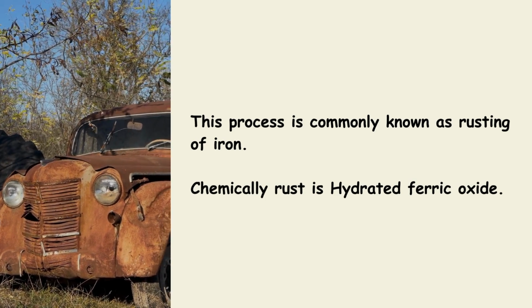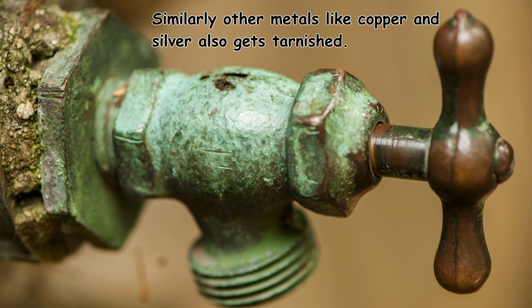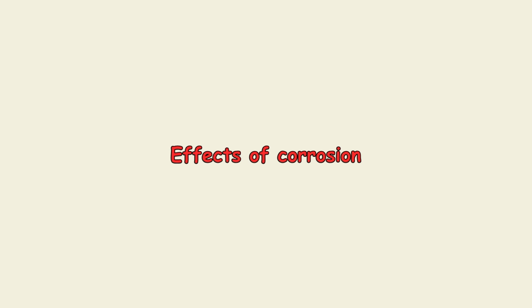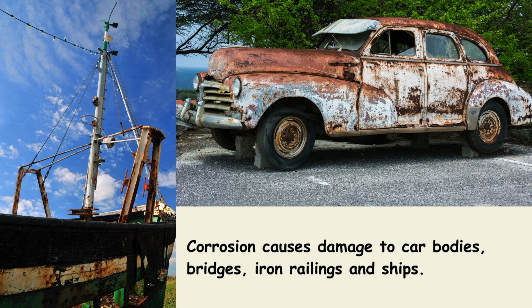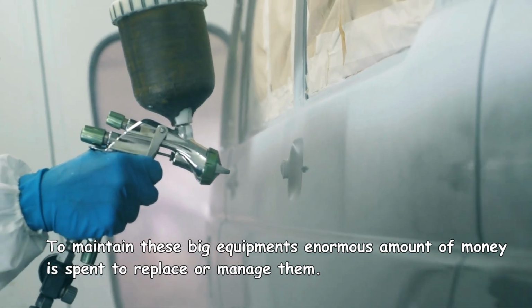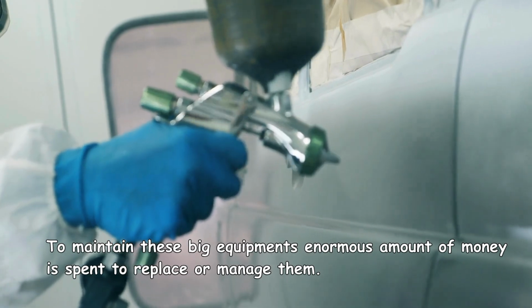Similarly, other metals like copper and silver also get tarnished. When metal is attacked by substances like moisture or acid, it is called corrode, and the process is known as corrosion. Now let us see some of the effects of corrosion. Corrosion causes damage to car bodies, bridges, iron railings and ships. To maintain these big equipments, an enormous amount of money is spent to replace or manage them.